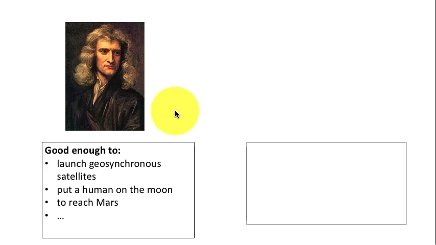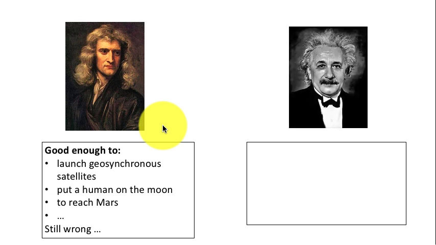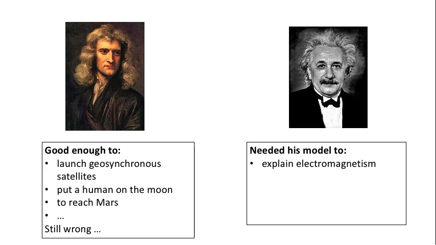So that's a model of the universe which served a certain purpose. But still, it's wrong. And who told us that? Einstein. Einstein figured out that the Newtonian model is actually wrong. And we in fact needed the Einsteinian model to explain things like why electromagnetism actually happens. In other words, when I move a coil near a magnet, why is electricity produced in that coil? Well, that is explained by Einsteinian models.